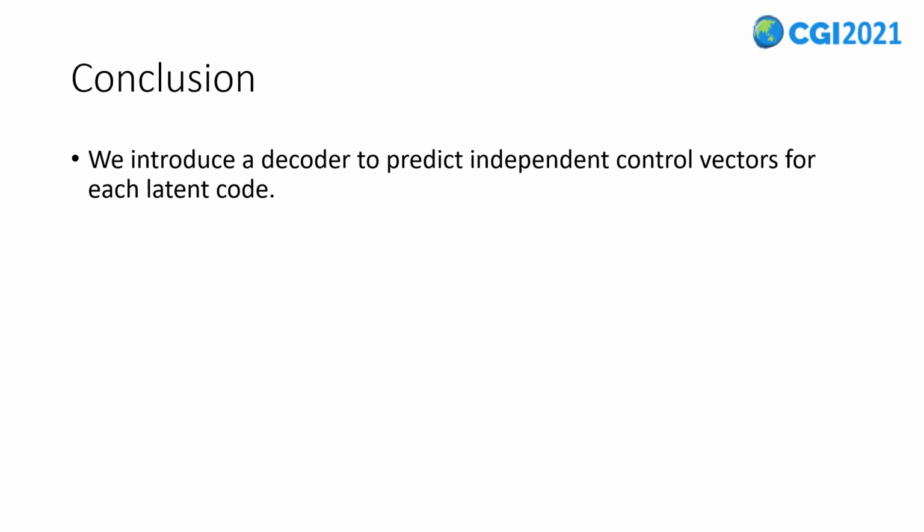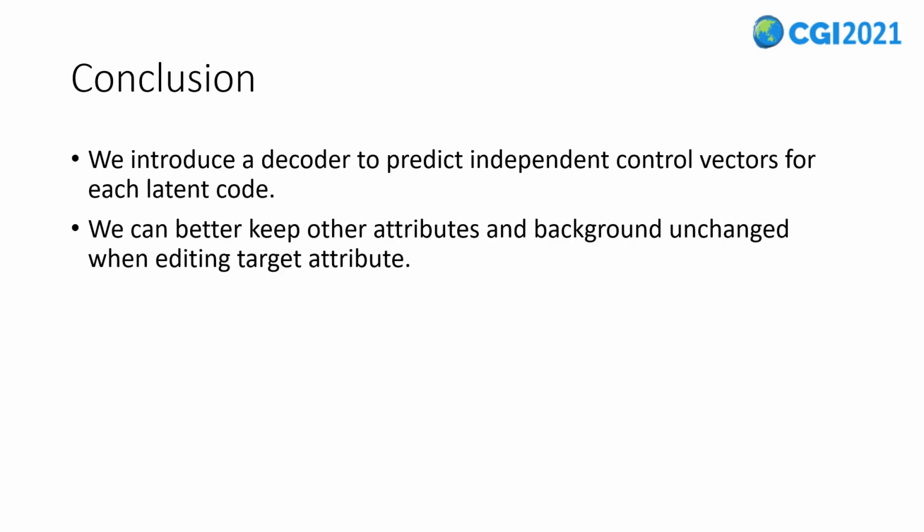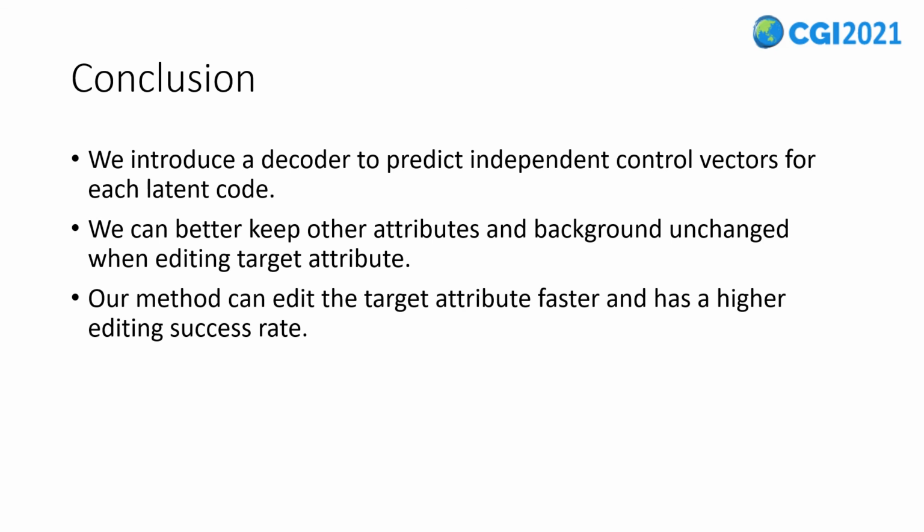In general, we introduce a decoder to predict an independent control vector for each latent code. We can better keep other attributes and the background unchanged when editing the target attribute. Our method can edit the target attribute faster and has a higher editing success rate.